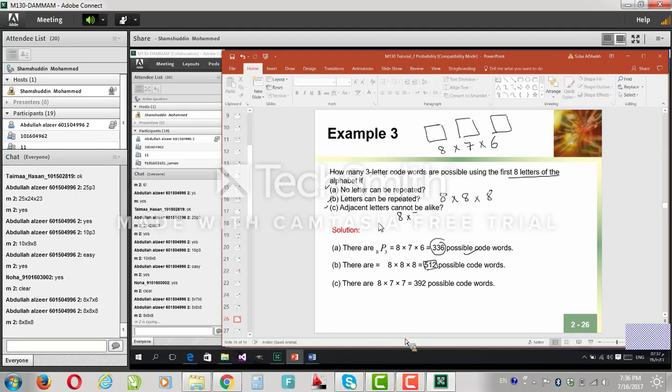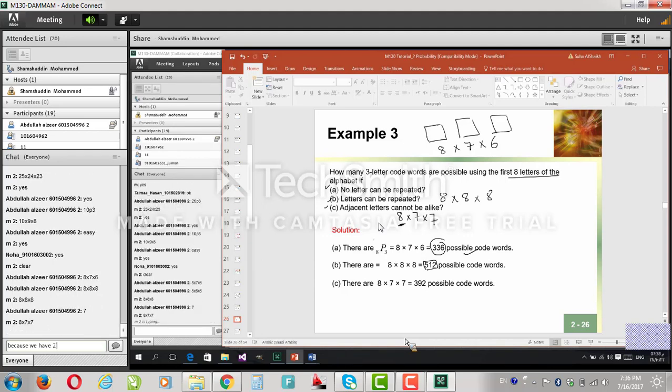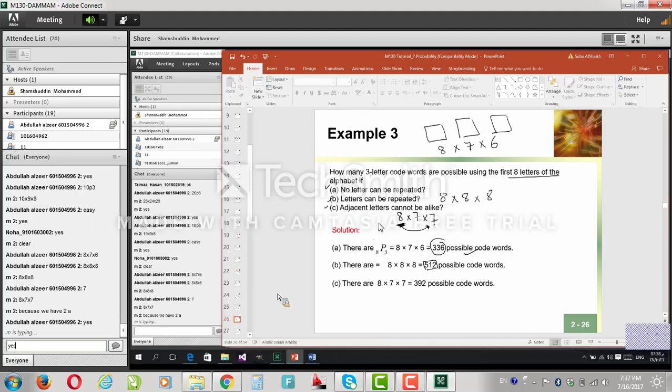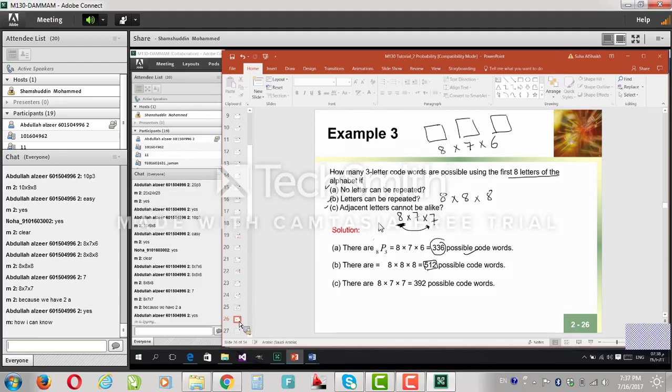So for the first one I have 8, then I have 7. The one after that, how many? Not 6, no, 7. I use the one that we used here again. So it is 8 times 7 times 7. It won't be 6, we will have 7 options for this one. Okay? Clear? Good.